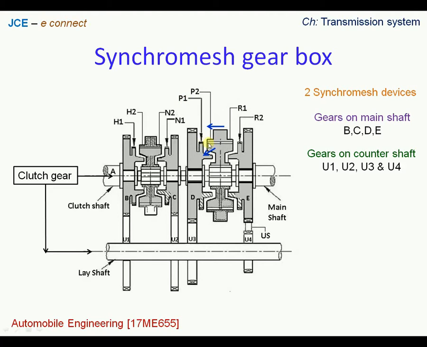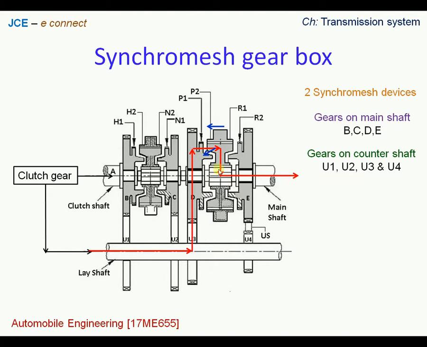Thereby we see that the power that is transmitted from the engine will flow across the lay shaft, and from the lay shaft towards the gear wheel which is mounted on the main shaft, and from there it will flow through the tooth, that is P1. From the P1 the power is going to be transmitted to the Synchromesh device, which is further connected to the main shaft, and then the main shaft will be set into motion. This becomes quite clear when we look at the arrow marks indicating the nature of power flow.